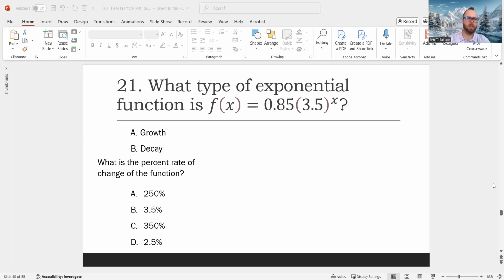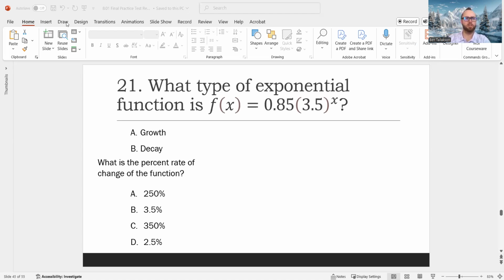It's our last day of our final review for semester one. We're going to do numbers 21 through 25. Here we go. What type of exponential function is this?